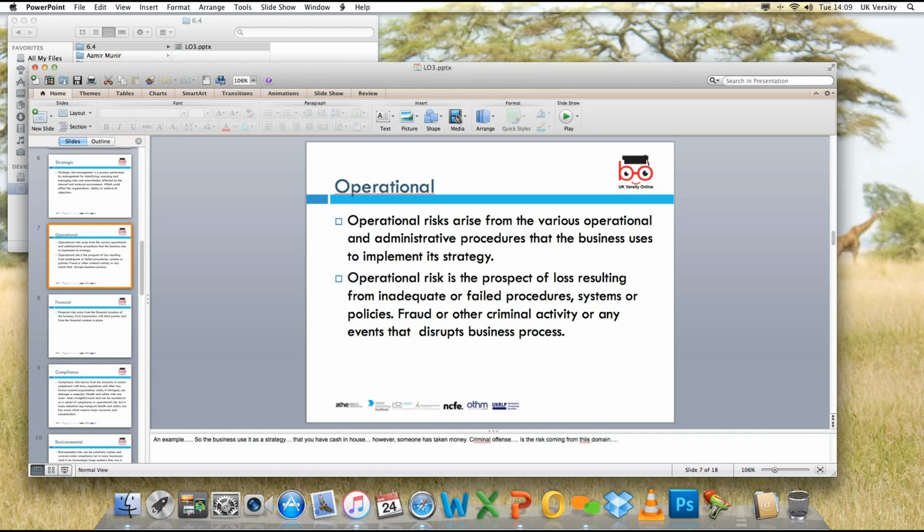So an example there could even be something as simple as, do you have cash in there? Do you have petty cash? If somebody takes that petty cash, then obviously it's a criminal offence.